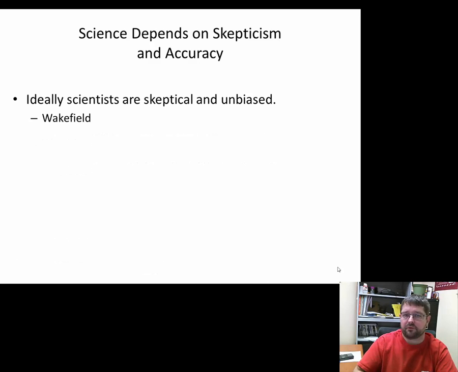So let me give you a couple examples. Scientists are normally skeptics, and they try to be as unbiased as possible. Now, not all scientists are this way. Some scientists do have initiatives, but they don't last very long in science. For example, Andrew Wakefield. Some of you probably have heard of Wakefield and MMR, or measles, mumps, and rubella vaccination.